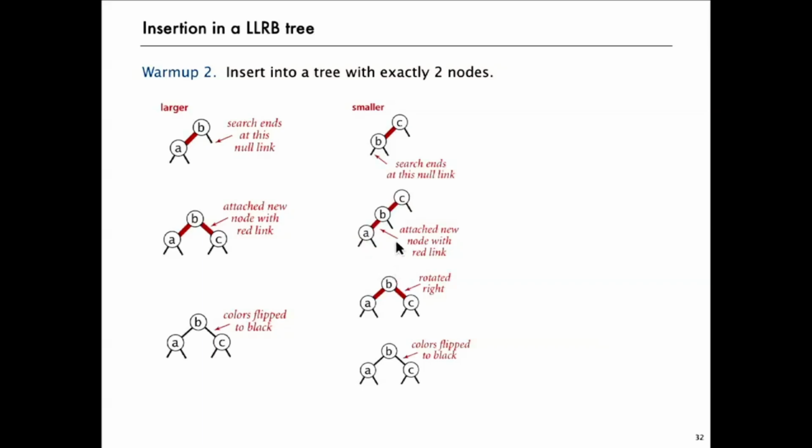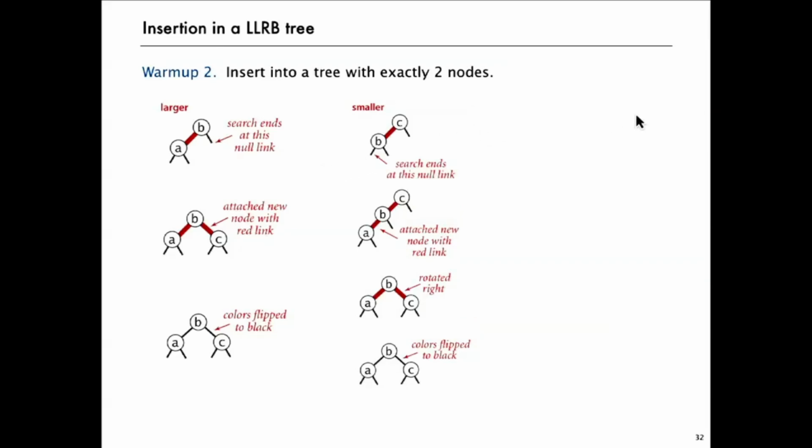So what we're going to do is rotate the top link to the right. So that puts B at the root, and now it's got 2 red children. It reduces it to this case, and we flip the colors, and we have a single 4 node, a red-black tree that's got 3 2 nodes and no red links. Same situation as before. So we had a single temporary 4 node, and we split it up into 2 2 nodes connected to a 2 node. So that's the case when it's smaller.